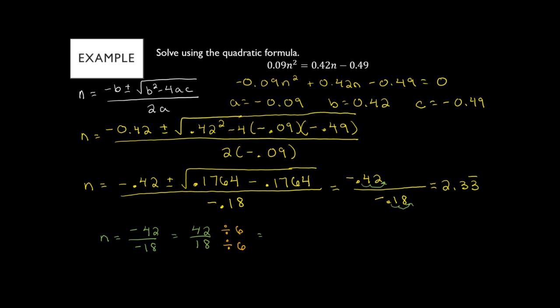So 42 divided by 6 is 7. 18 divided by 6 is 3. So this would give us a single answer of 7/3, which is the same thing as 2.33 repeating.